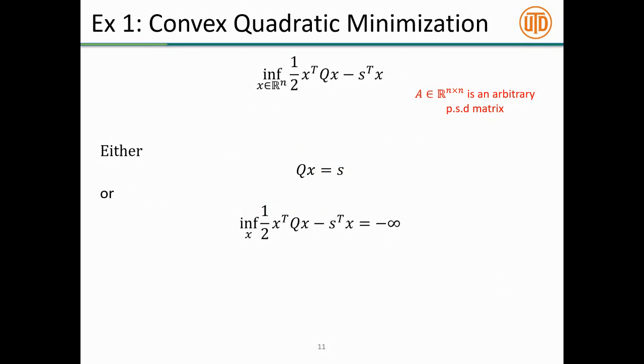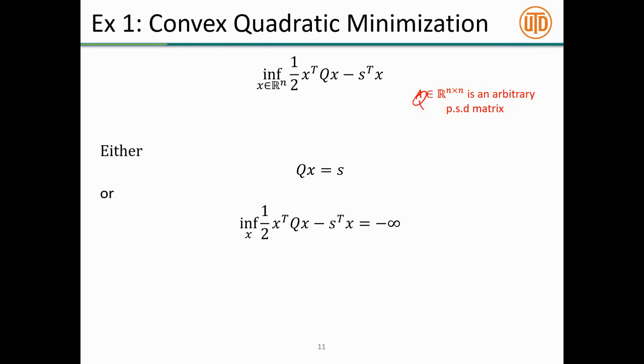Let's take a look at the first example. So this is just an unconstrained optimization problem. Let's suppose that Q is an arbitrary positive semi-definite matrix. So let's suppose that someone gives us a quadratic minimization problem where Q here is an n by n positive semi-definite matrix, and S is just an arbitrary vector.